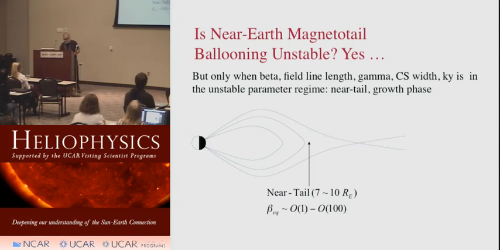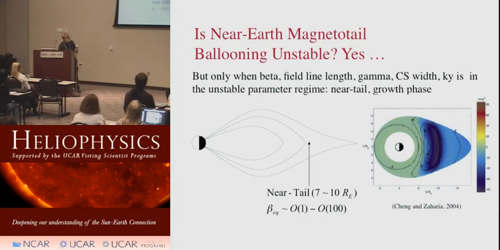The question is, and this is what was done in some careful work by Cheng and Zaharia, who built up very comprehensive models of the Earth's magnetotail and simply used the energy principle, or something equivalent, to figure out whether this thing can be unstable. And the conclusion was, yes, when beta is moderate, something between 10 and 50. They found, rather interestingly, that if beta becomes too high, then you get stability again.